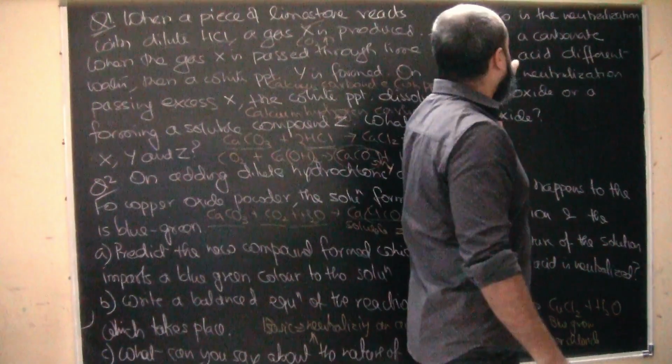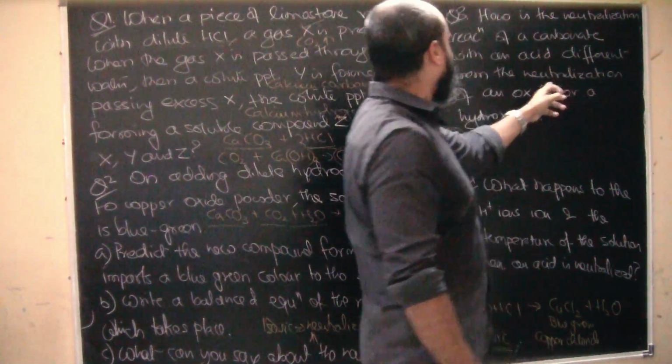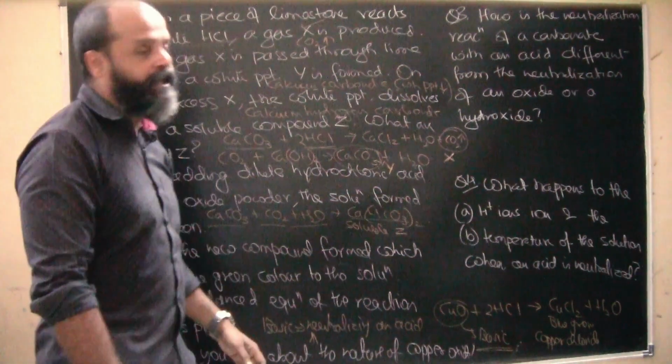How is the neutralization reaction of a carbonate with an acid different from the neutralization reaction of an oxide or a hydroxide?